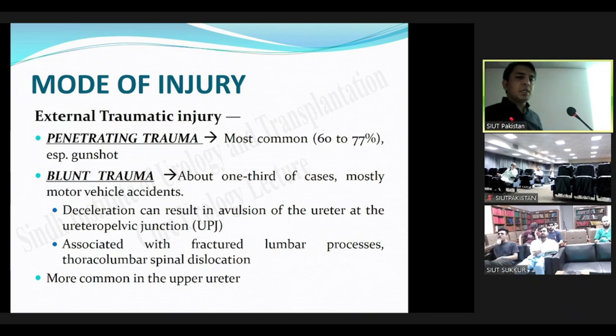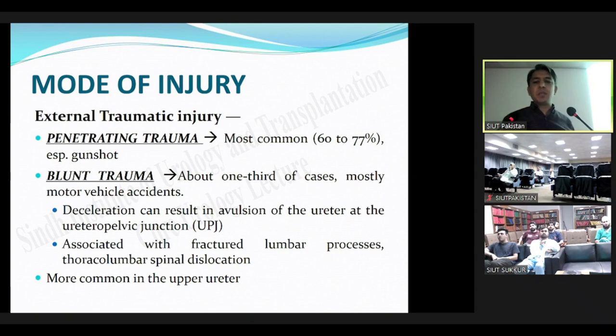The mode of injury is of two types: external traumatic injury and iatrogenic injury. External trauma may be penetrating or blunt. Penetrating trauma is the most common, accounting for 60 to 77%, especially gunshot injury. Blunt trauma accounts for about one third of cases, mostly motor vehicle accidents, and can be because of deceleration resulting in avulsion of the ureter at the ureteropelvic junction.